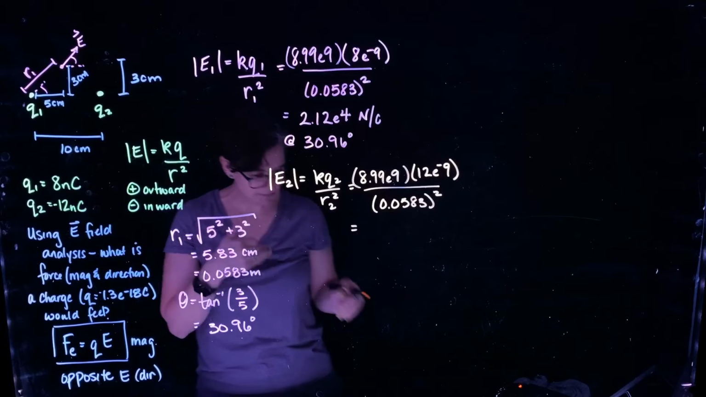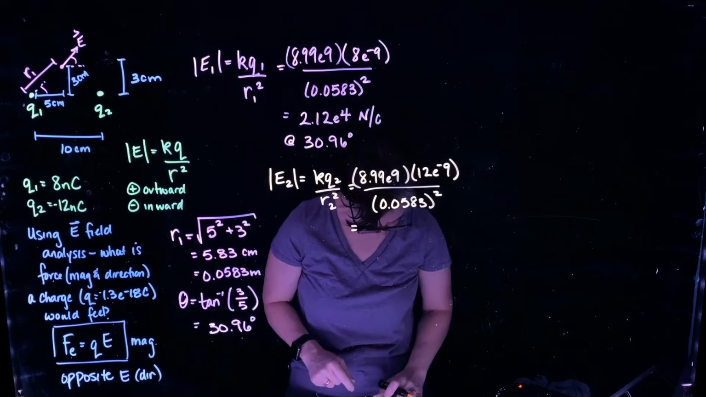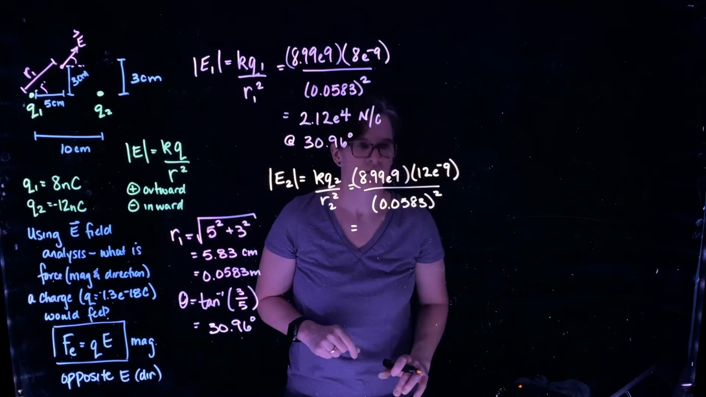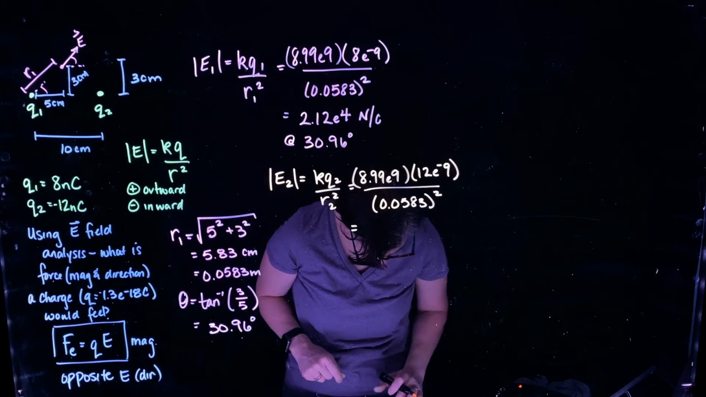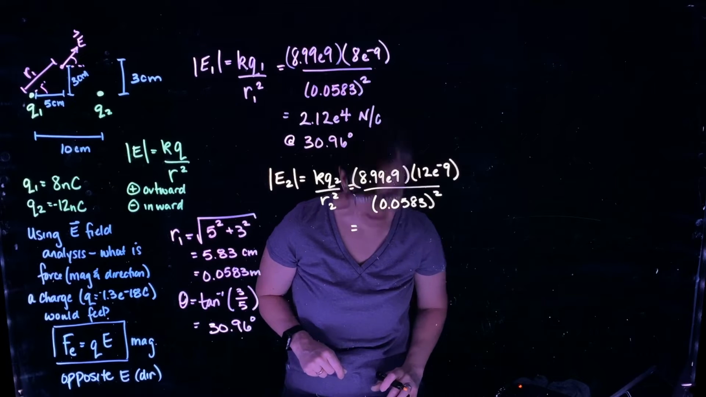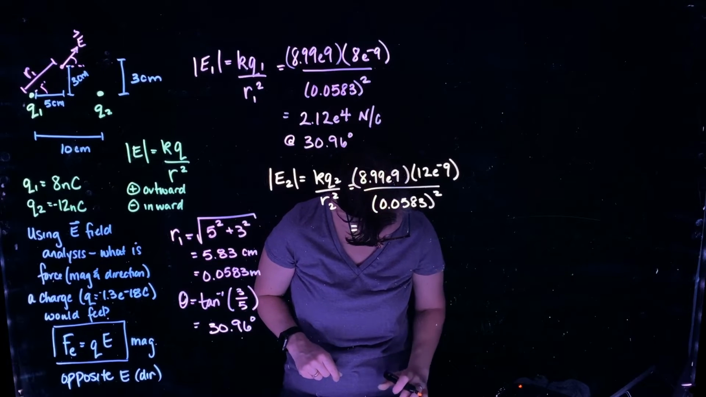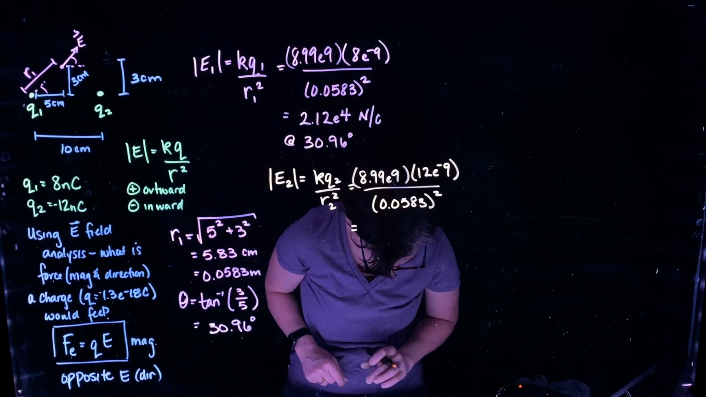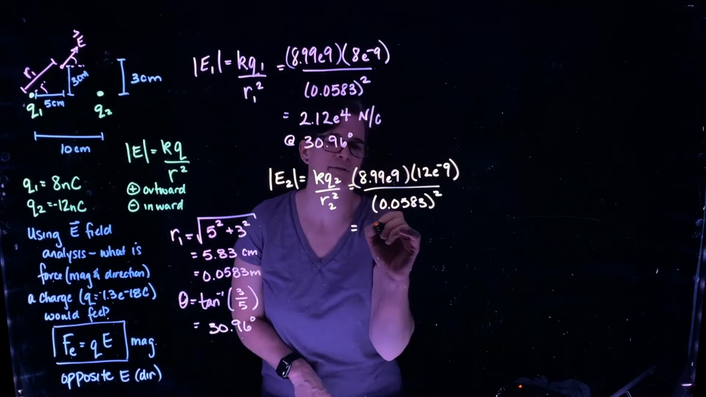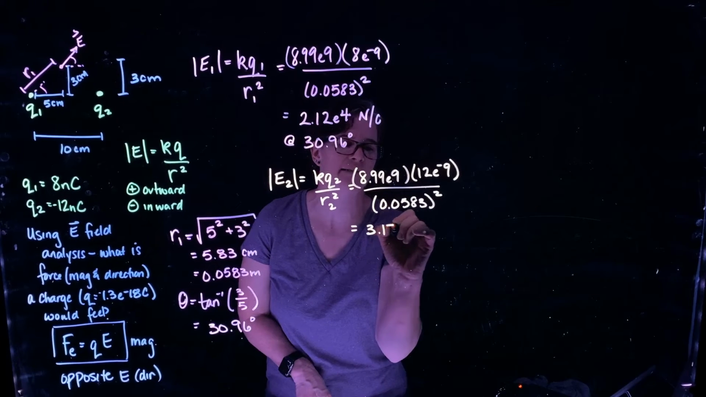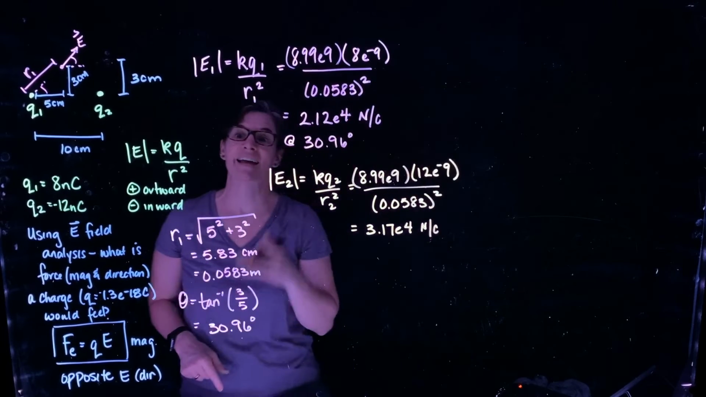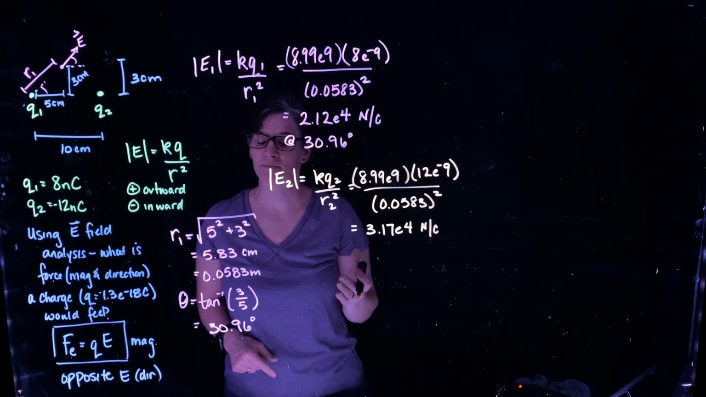And when I do that in my calculator, we'll just double check it. 8.99 times 10 to the ninth times 12 times 10 to the negative ninth divided by 0.0583 squared. We get 3.17 times 10 to the fourth. That's what I got last time too, so we double checked it. Times 10 to the fourth newtons per coulomb. And now it's time to consider its direction.